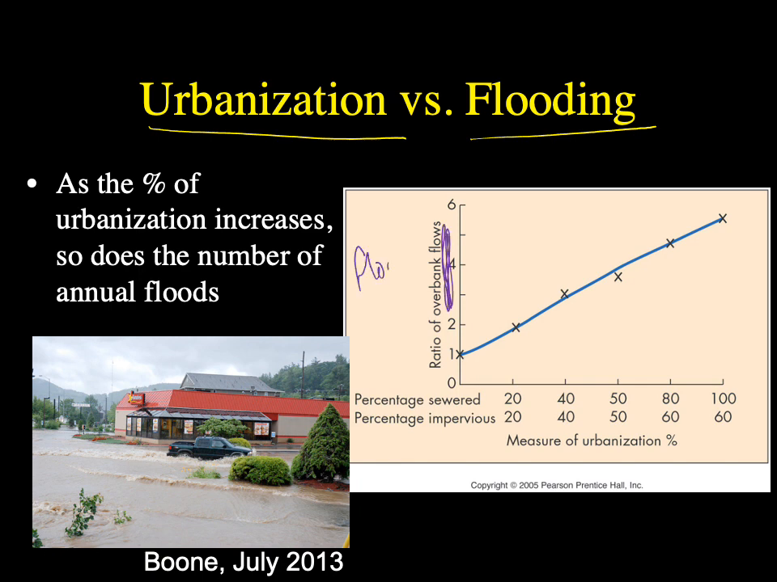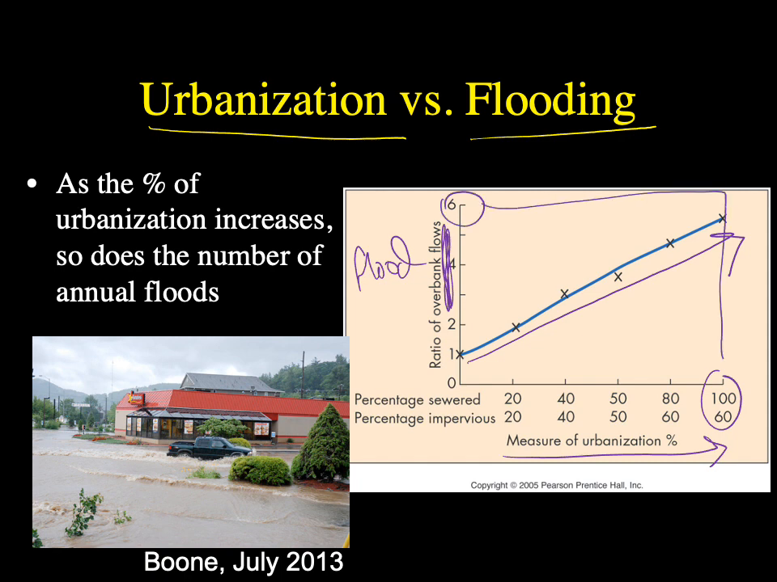So we see this very natural increase. This is overbank flows, so you can just read this as number of floods, and this is the degree of urbanization. So as urbanization goes up, the number of floods also goes up.